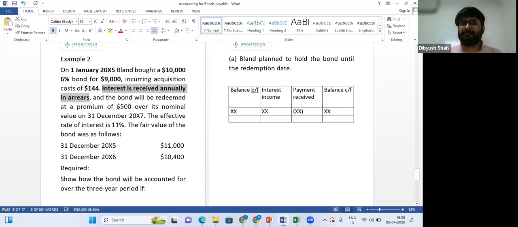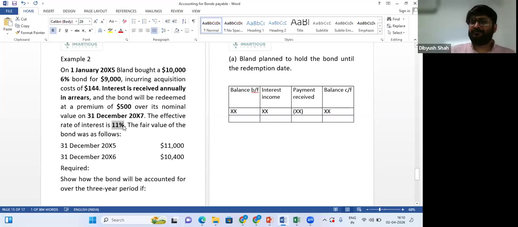And the bond will be redeemed at a premium of 500 over its nominal value or face value. So nominal value is 10,000, you will pay 10,500, on 31st of December 2007. So 1st January 2005 is the date you purchased the bond, and it will be redeemed 3 years later, not 2 years, 3 years later, for a 500 premium on 31st of December 2007. The effective rate of interest is also given, 11%.